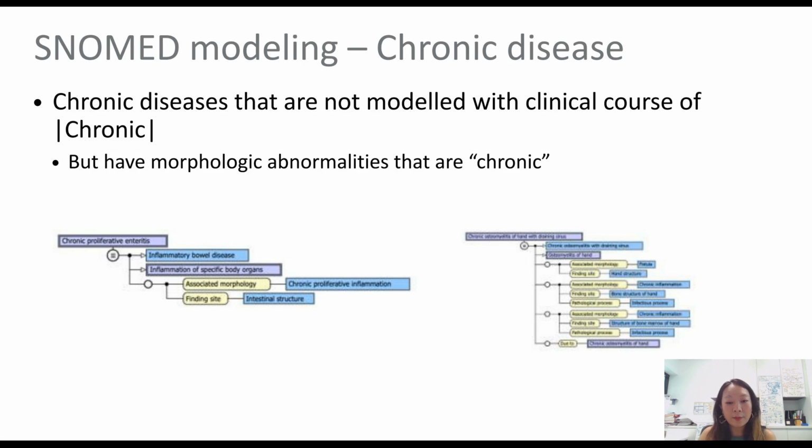Another way of working around this is looking at some of the morphological abnormalities. So some of these chronic diseases here, they're not modeled with a clinical course of chronic, but they do have a morphological abnormality that contains chronic in it. So here, chronic proliferative enteritis, it doesn't have an occurrence of chronic, but it does have an associated morphology of chronic proliferative inflammation. The same here with chronic osteomyelitis, it has chronic inflammation as an associated morphology.